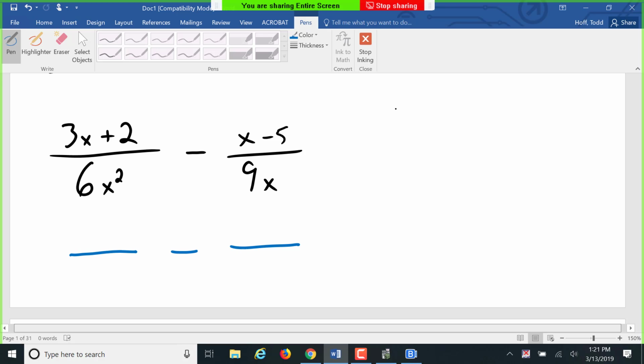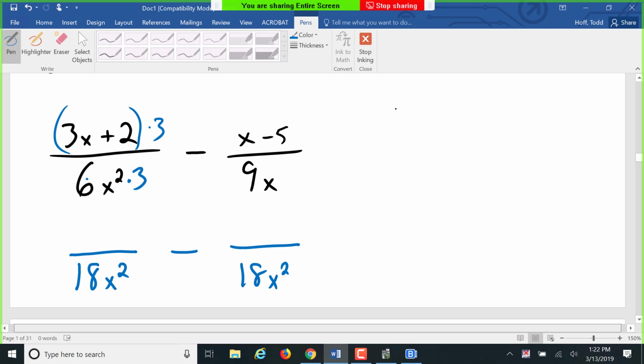What's our common denominator going to be? 18x squared. Perfect. For the 6 and the 9, the smallest number both of those go into is 18, and the larger power of our variable is x squared. So to get from 6 to 18, I multiply by 3. X squared is already there, so this first fraction is just multiplied by 3.